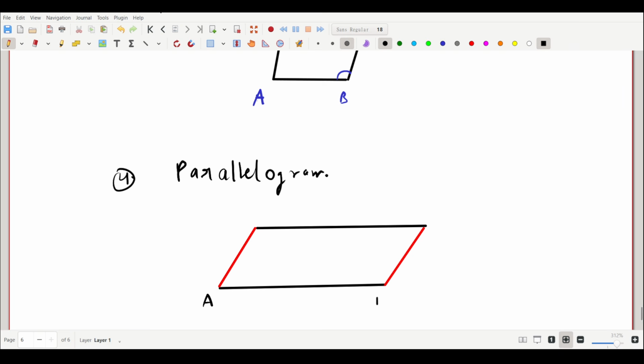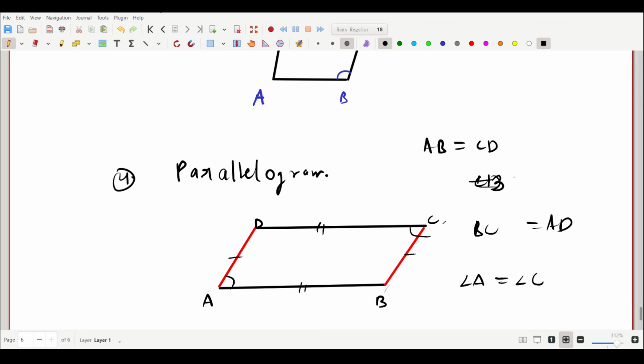If I'm writing ABCD, only opposites are equal. AB equals CD, and BC equals AD. Only opposite sides are equal. And opposite angles are equal. Not all the angles are equal like a rectangle. Angle A equals angle C. Opposite angles are equal. Angle B equals angle D.